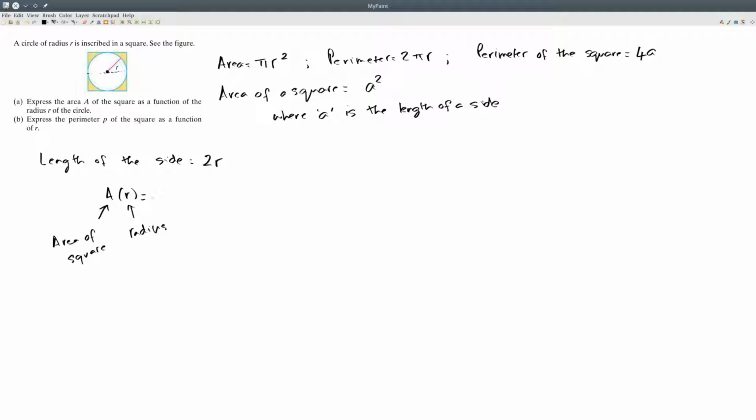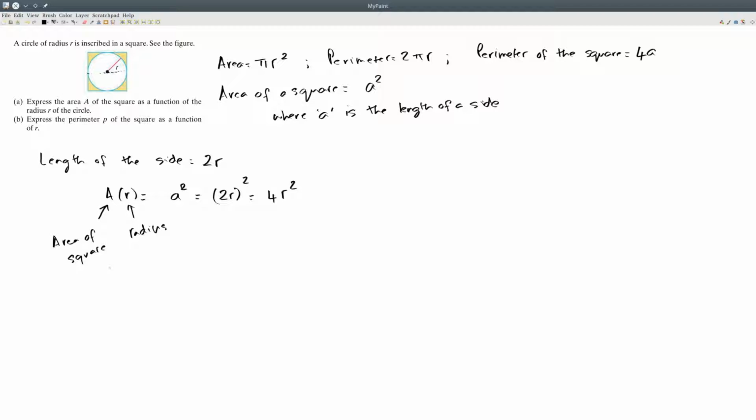We know the area of a square is a squared, and we know the length of the side is 2r based on the figure, so the area would just be 2r squared, so the answer is 4r squared. So the area of the square as a function of radius is 4r squared.